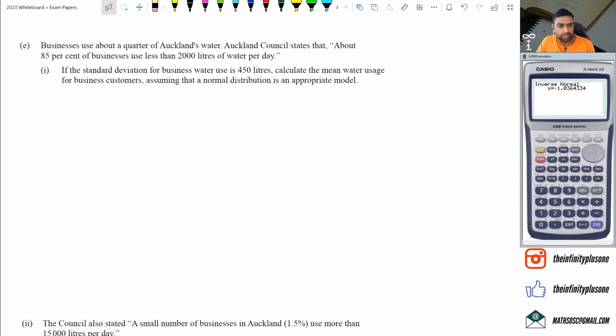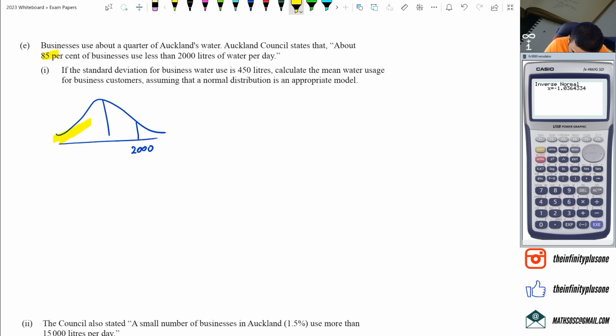Okay, so with this question, again, for normal distribution, guys, always draw the diagram. So I'm going to draw the diagram here. The diagram here is going to look something like this. So about 85% of the businesses use less than 2,000 liters. So we know that 2,000 is going to be somewhere here.